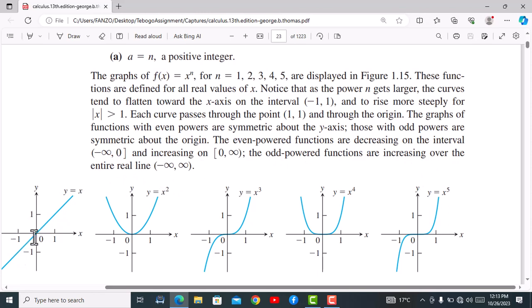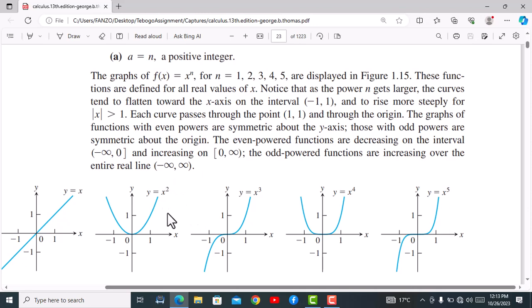Is it true? Yes, it's true for this one. It's an odd function. It's true for this one. It's an odd function. It's true also for that one. It's an odd function. So these are the domains. Very, very important that we see this.